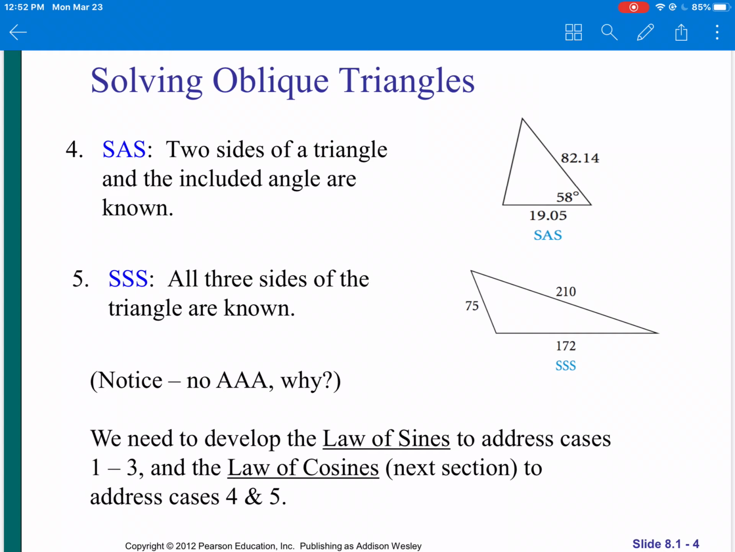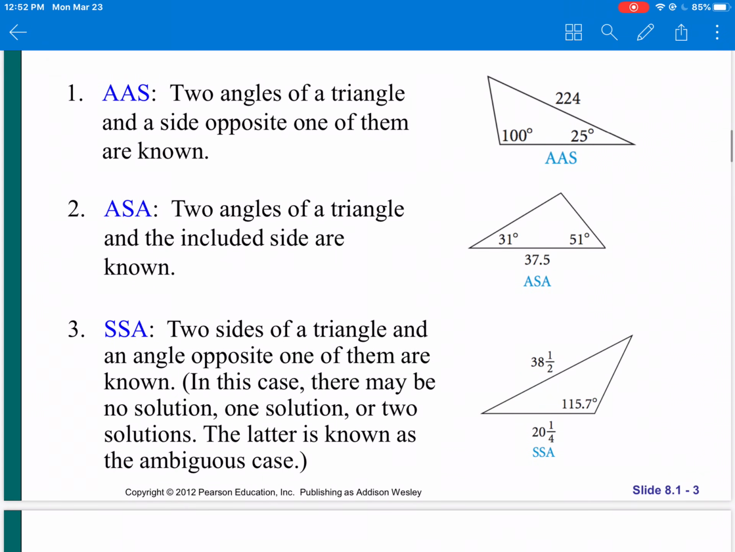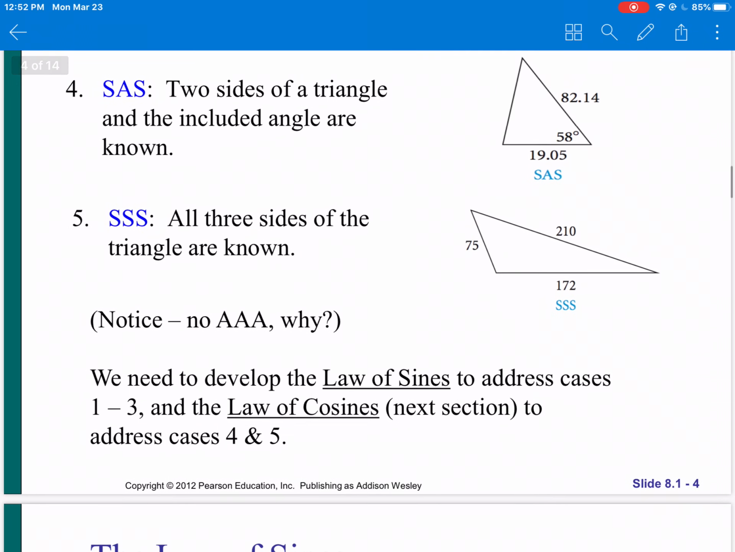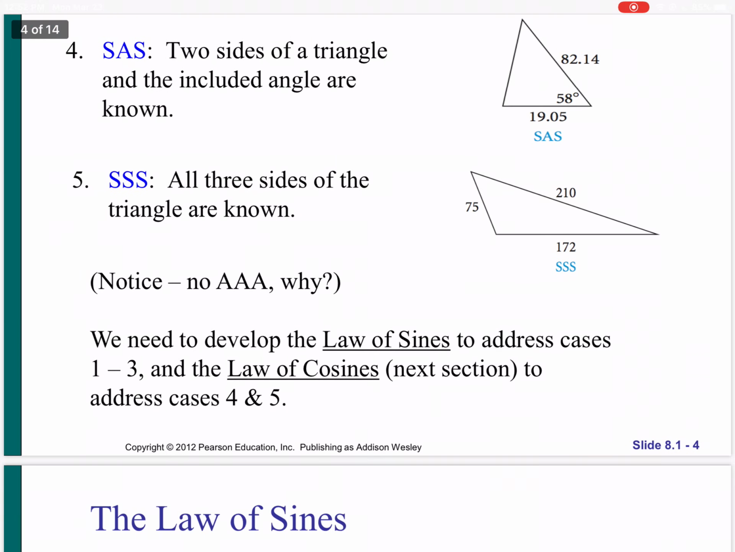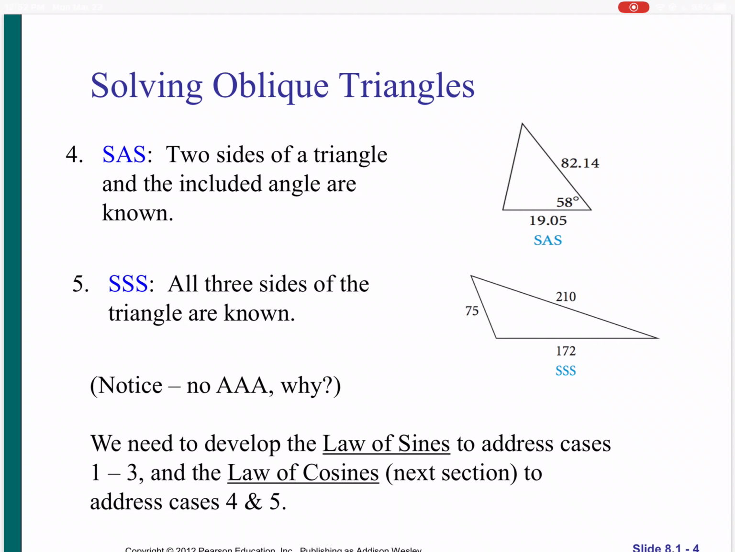Now, for this section, the law of sines, this law, this process, we will be able to use to address those first three cases on the previous page. Right? The case where we had two angles and one side, or that ambiguous case, the SSA case, two sides and a non-included angle. The two cases on this page, 4 and 5, require the law of cosines. So we'll have to address that in section 8.2.